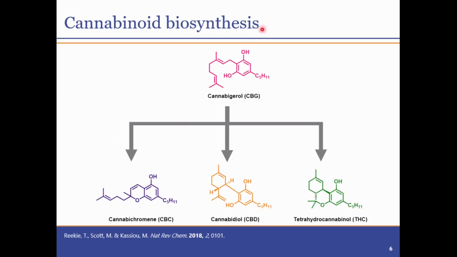So specifically, once cannabidiol is formed in the plant, it can then be derivatized through a variety of different biosynthetic processes to the following cannabinoid natural products, including cannabichromene, cannabidiol, and tetrahydrocannabinol, so THC, that really popular molecule that is of great discussion for therapeutic development.